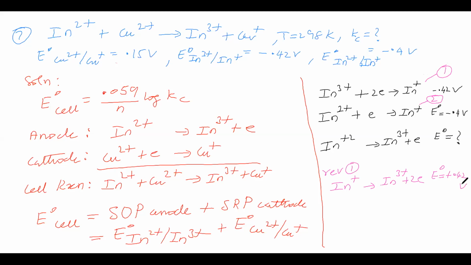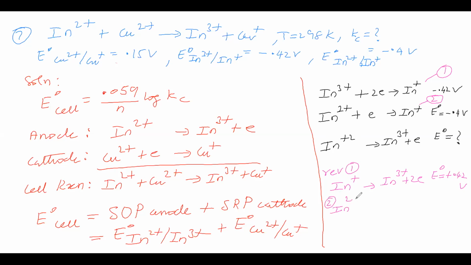Why is it becoming plus? Because we reversed it. Reduction is minus, it is oxidation, so plus. Okay, next we will see the second one. Now we want this half reaction. In this, In plus 2 is there on the left side. In the second also, In plus 2 is there on the left side. So let us take the second half reaction as it is.